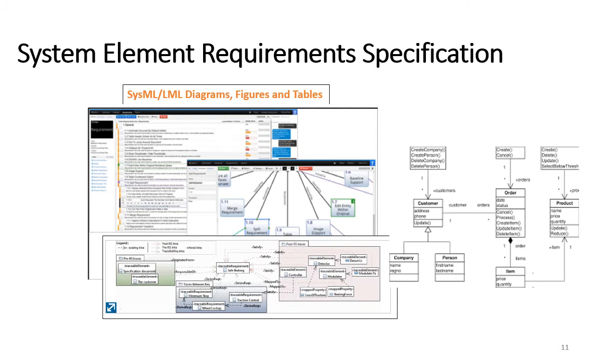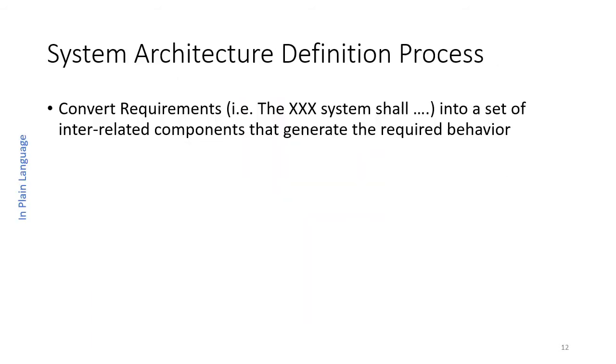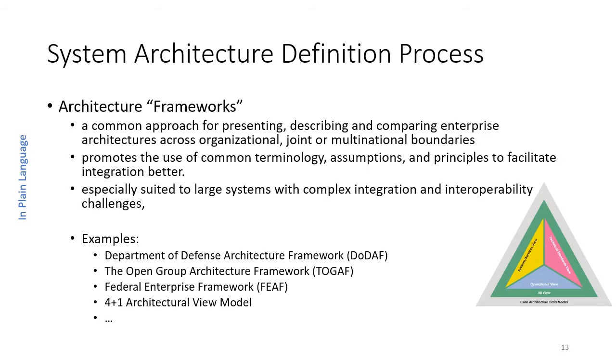So the system element requirement specification will typically use SysML, UML diagrams, figures, and tables. So because we're looking at architecture, it tends less to be written requirements and more diagrams. So the architecture definition process converts requirements into a set of interrelated components that generate the required behavior. And to do that, there have been developed a set of frameworks that assist the engineer in developing the architecture.